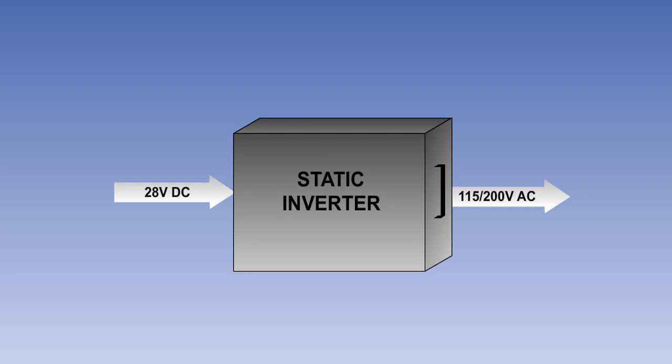A static inverter is a solid-state device, which converts DC into AC. It is capable of supplying the aircraft with 115/200 volts, 400 Hz, 3-phase AC, for the limited operation of instrument and radio services. It is powered by the aircraft batteries, or from an essential DC bus bar.